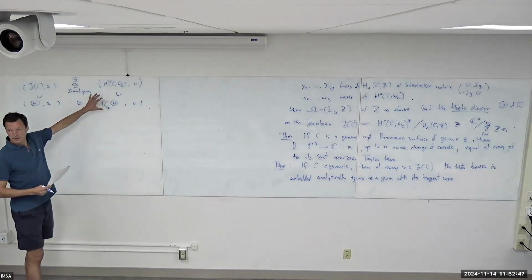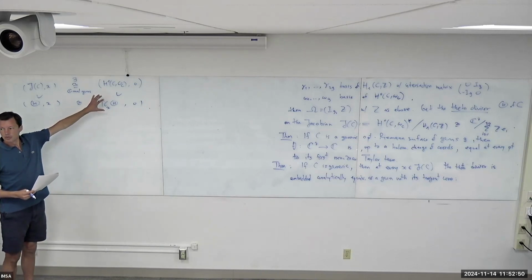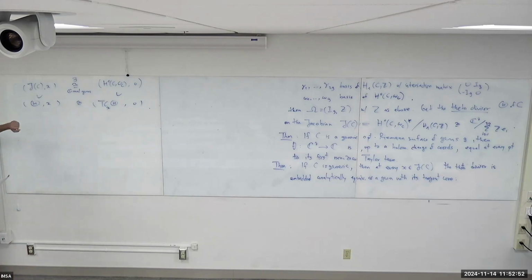The good thing about this is that we know everything about the tangent cone. So this theorem says that we know everything. Well, we know everything about the tangent cone. I'm exaggerating a bit, but this completely determines the local singularity structure of the generic Theta Divisor.